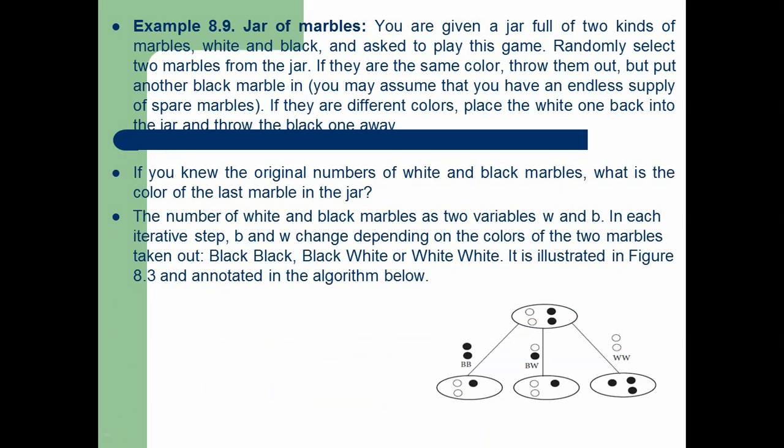Next one is the jar of marbles, another example for understanding the concept of invariant. Understand the question: you are given a jar full of two kinds of marbles, white and black, and asked to play this game. So what is the rule? Randomly select two marbles from the jar. If they are the same color, throw them out. It may be black, black, or it may be white, white.